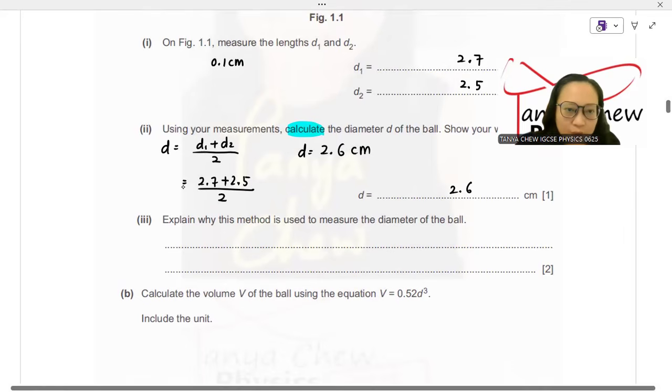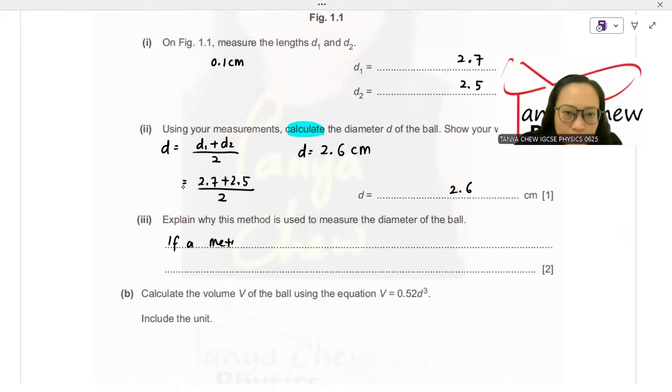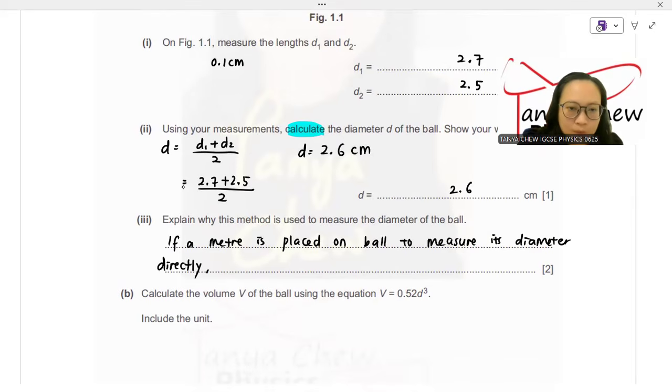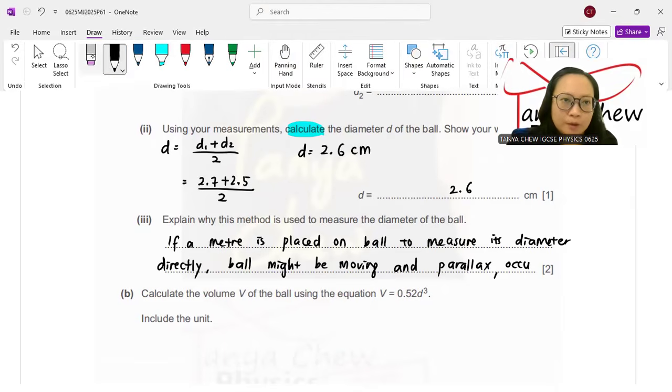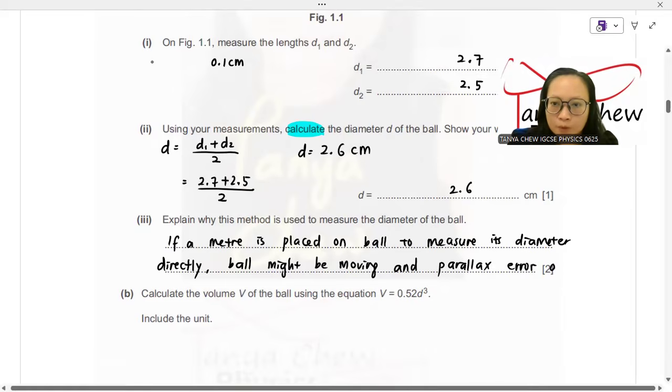First one is because if a meter rule is placed on the ball to measure its diameter directly, the ball might be moving, and parallax error occurs. Parallax error is the error due to the eye position, which is not perpendicular to the scale on the meter rule.